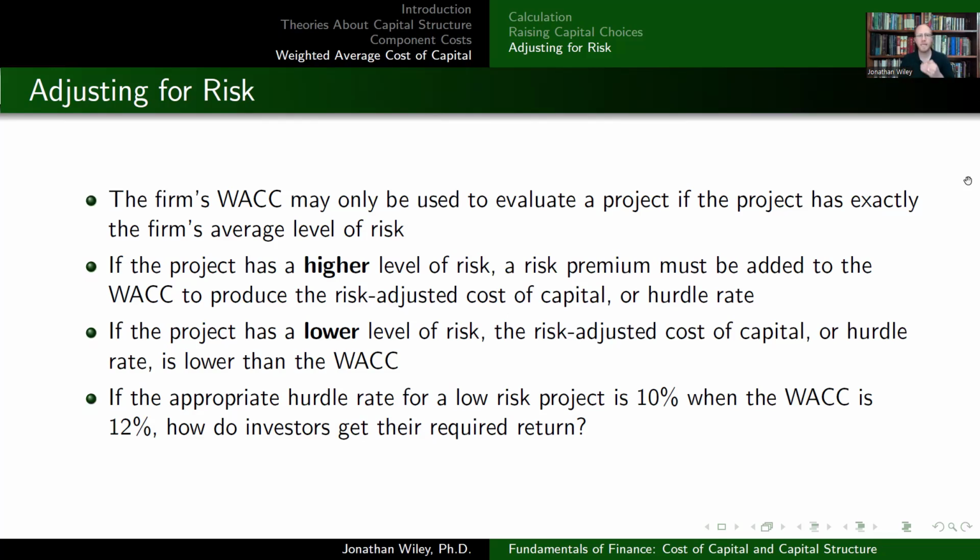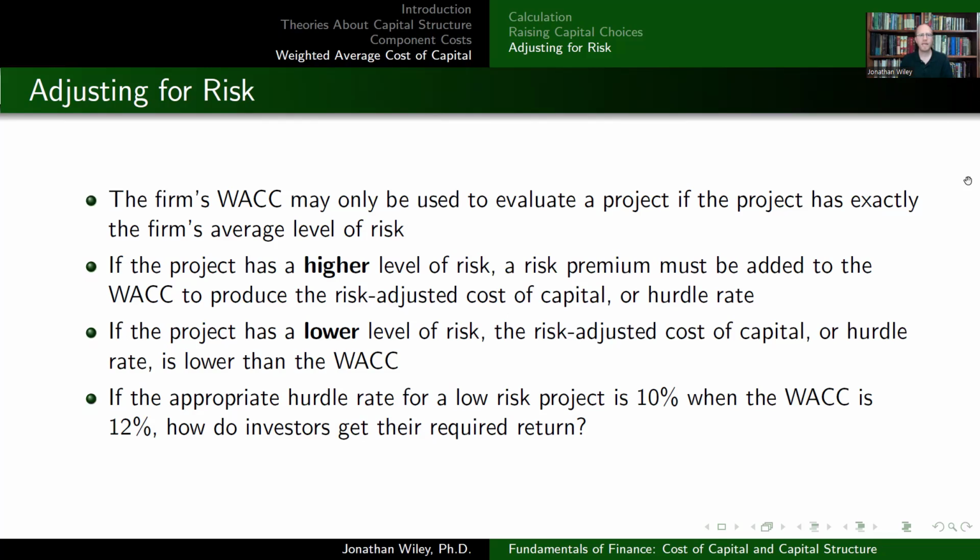So if the project is going to increase the risk of the company, it has a higher level of risk, and I have to add on a risk premium and say, all right, weighted average cost of capital might be here. We need to get more than that, right? And that's going to give us a risk-adjusted cost of capital or a hurdle rate that I will then use when judging that project. If the project has a lower level of risk, or in other words, it would be expected to reduce the risk of my company, then the appropriate risk-adjusted cost of capital or hurdle rate would actually be lower than the weighted average cost of capital.